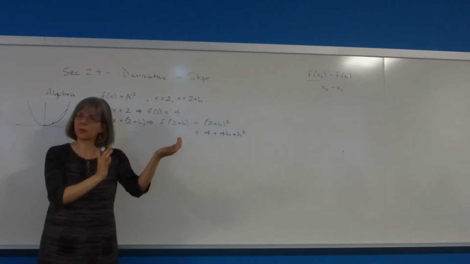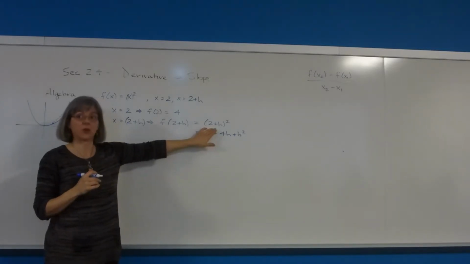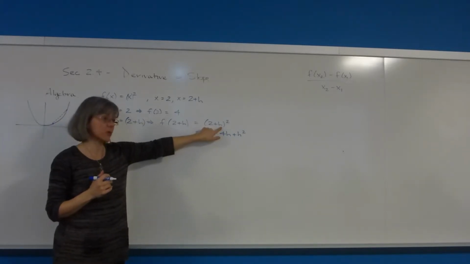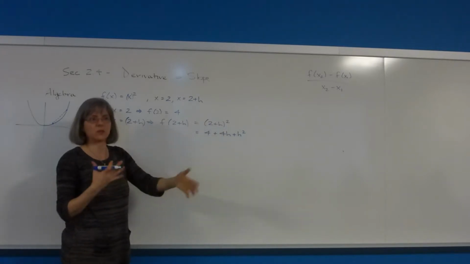You may want to write side by side factors in FOIL, but you should get to the point quickly that you're going to recognize this as a perfect square. So you know it's this term squared, and the middle term is the product of these times 2. Go ahead and get used to that pattern.